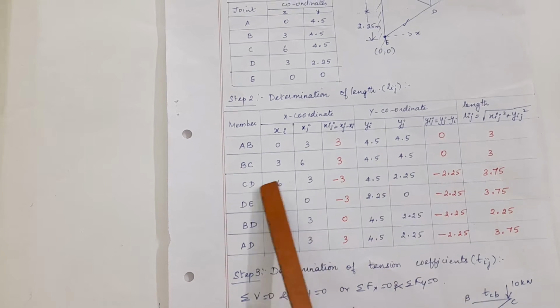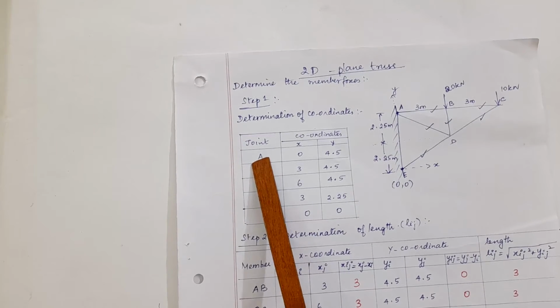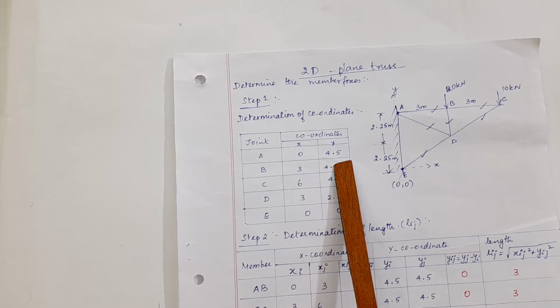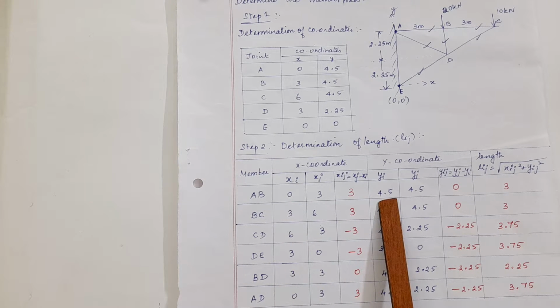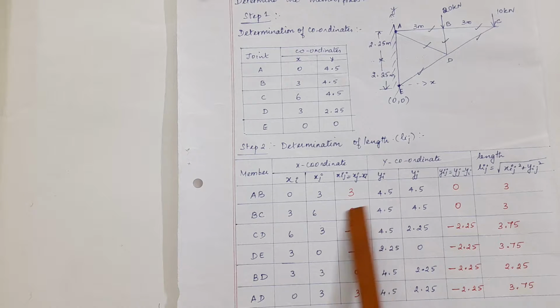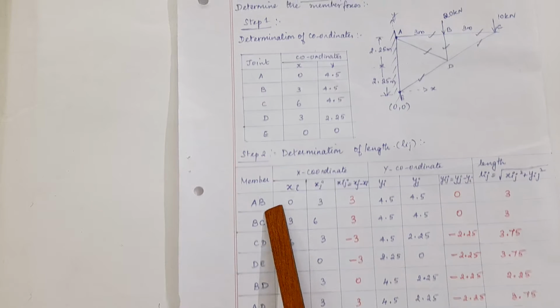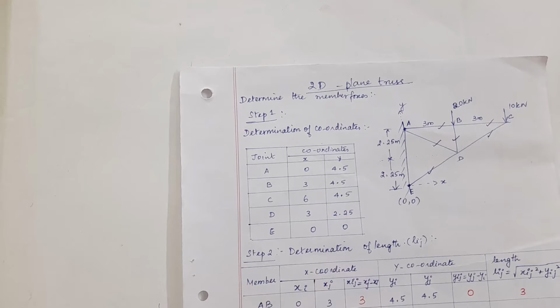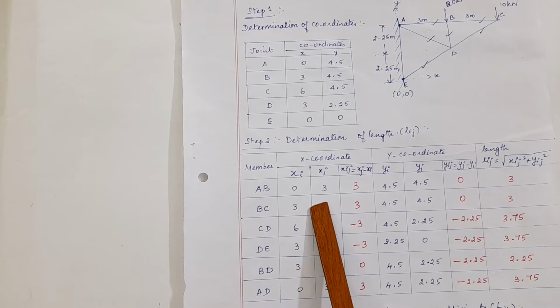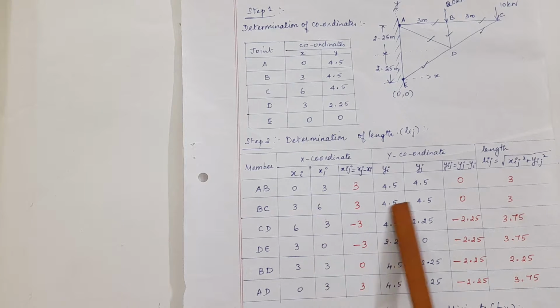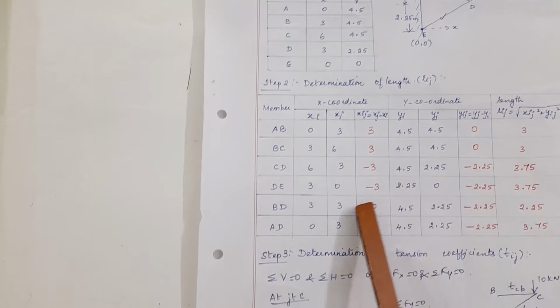Check for the first one. Coordinates of A 0 comma 4.5. See here, for A, xi is 0, yi is 4.5. Now my far end is B, that becomes xj comma yj. Coordinate of B is 3 comma 4.5. So for B, I write xj as 3 and yj as 4.5. Let me take some other member.